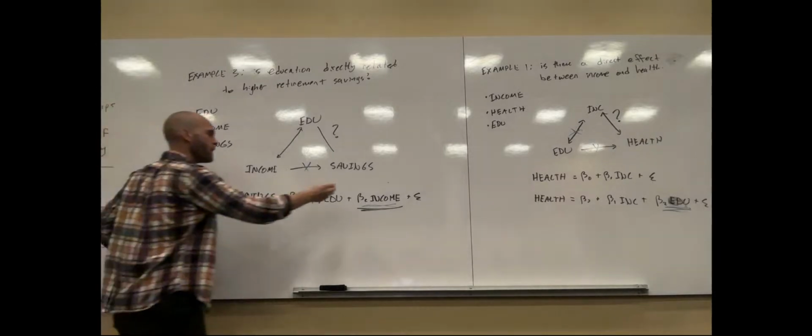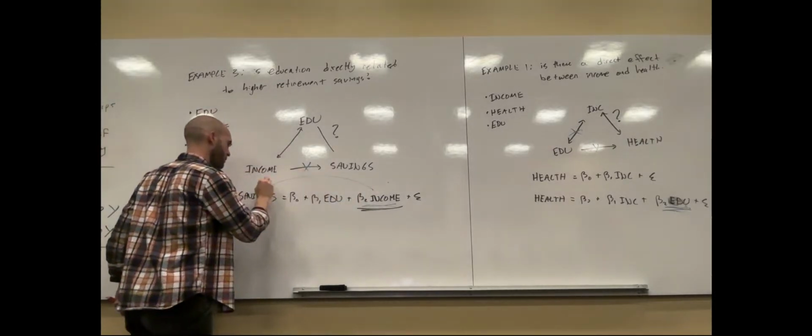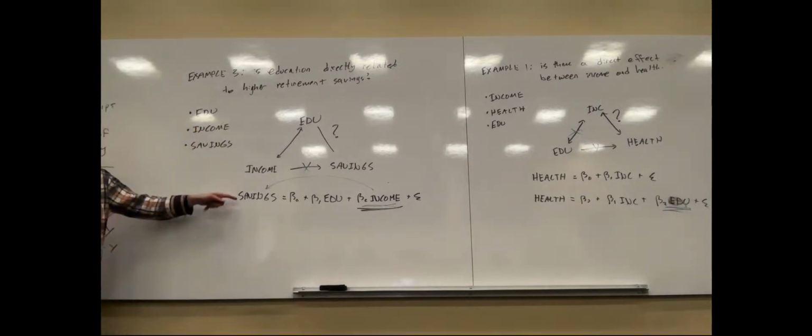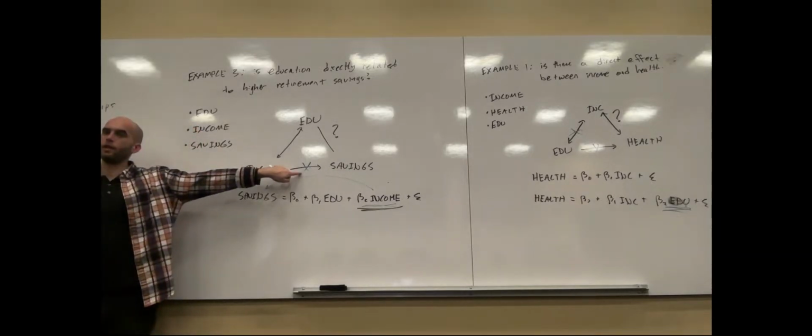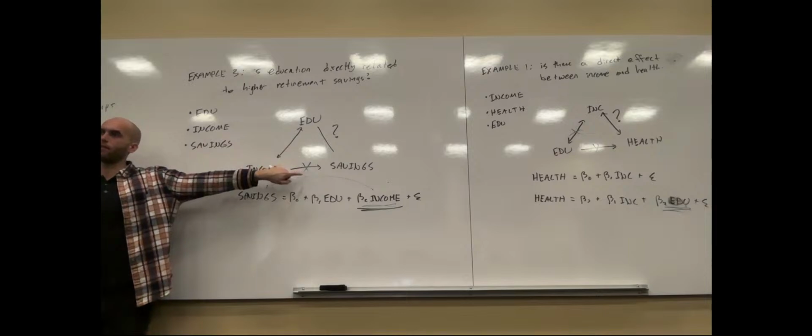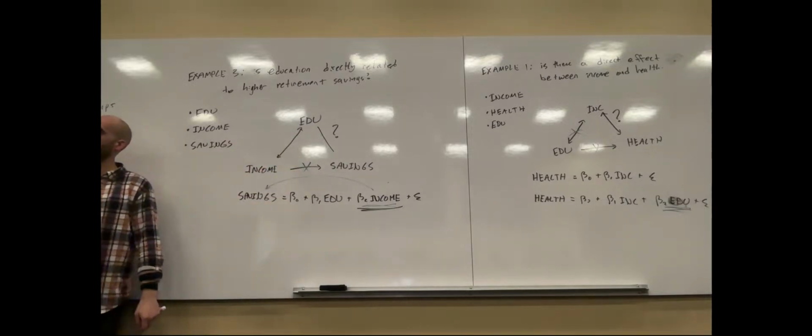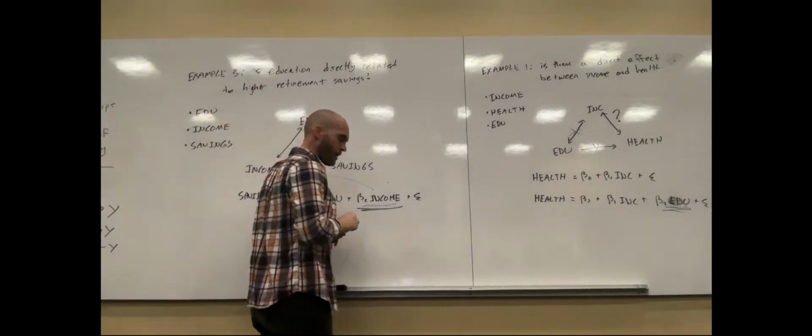So you can see we have this direct arrow from income to savings, and what we're doing by including that in the regression is we're knocking out this path, which gives us our beta 1.